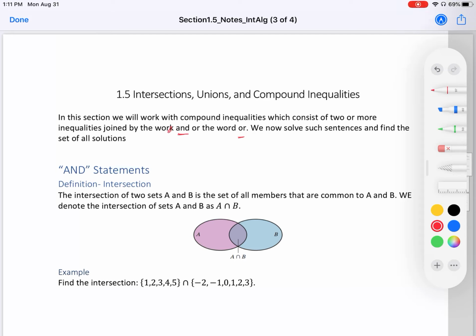Definition of an intersection. The intersection of two sets A and B is a set of all members that are in common to A and B. We denote the intersection of sets A and B as A intersection B. So that little thing that looks like an N, that's called an intersection. And when you're looking for an intersection, you want to look at what they have in common, or where they overlap. So you want to look at what they have in common.